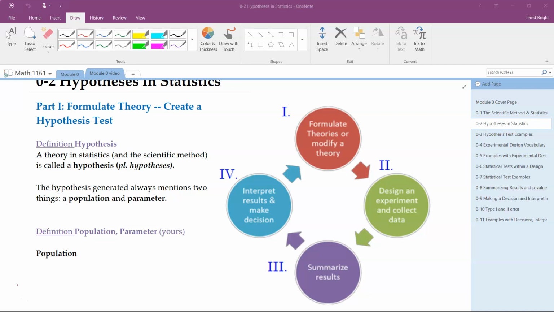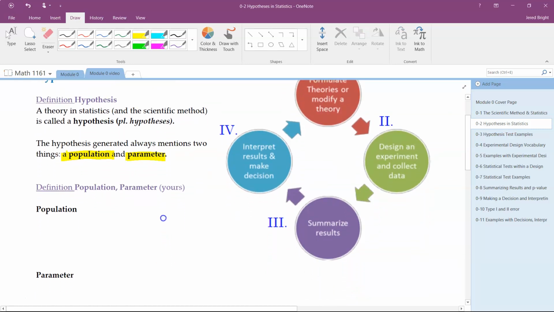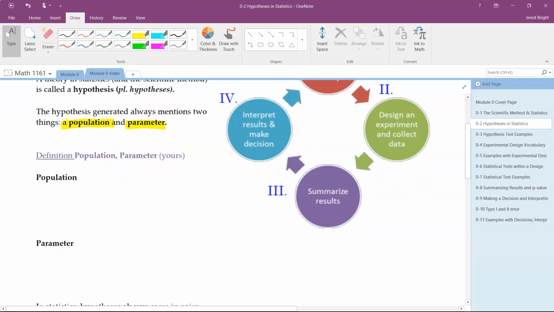Also just know in terms of language, the plural of hypothesis is hypotheses. So when you have two of them, you say hypotheses, and we will be using that language more often than not. Now, when we discuss those theories or hypotheses in statistics, we discuss two things in every single hypothesis: a population and a parameter. I'm going to let you fill in your own definitions here, but generally speaking, a population is the largest collection of individuals you can gather that are relevant to the study of interest.